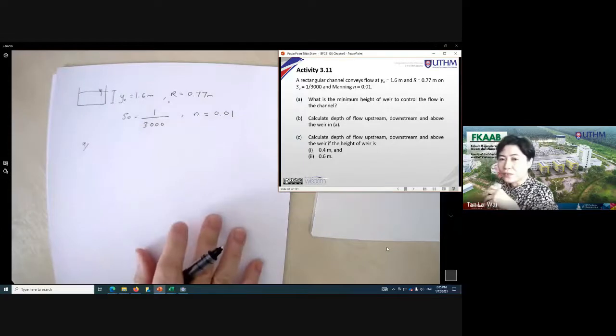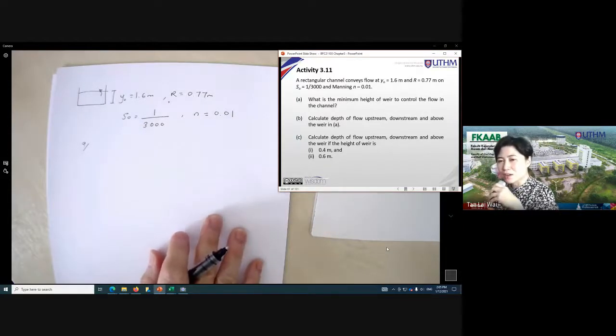Now, the first question is, what is the minimum height of weir to control the flow in the channel? In our first few slides in chapter 3, we learned about control sections. We have learned that typically at the control section, the critical condition occurs. So the question asks, what is the minimum height of weir? That means to control, that is when there is occurrence of critical flow. So we need to find the minimum height of weir, H min, and when H equals H min, it is also case 2.